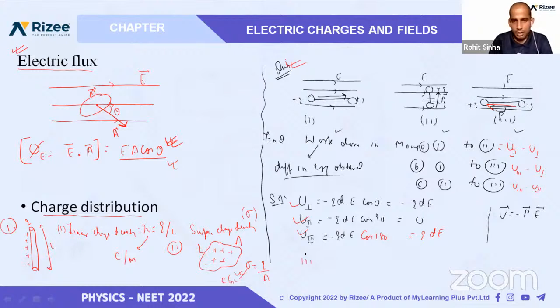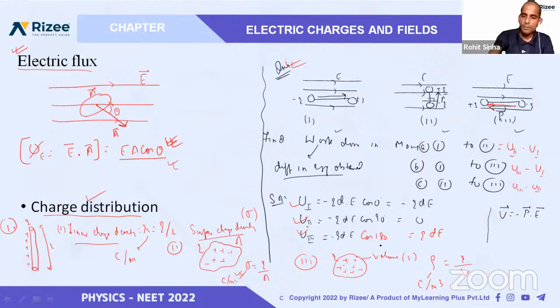Third, if we have one volume V having charge plus Q, then we say volume charge density, represented by rho, is equal to charge by volume, and it will have unit of coulomb per meter cube. These three are charge distributions. We should remember: linear charge density, surface charge density, and volume charge density. We will be using these in our Gauss law also.